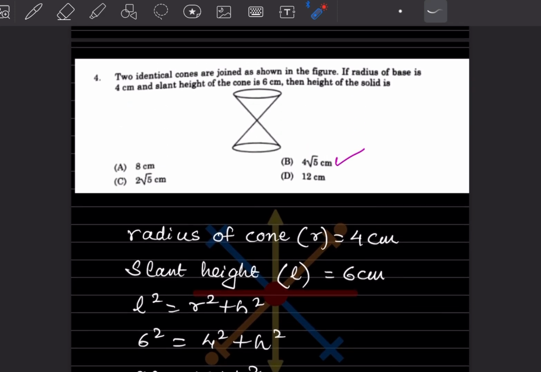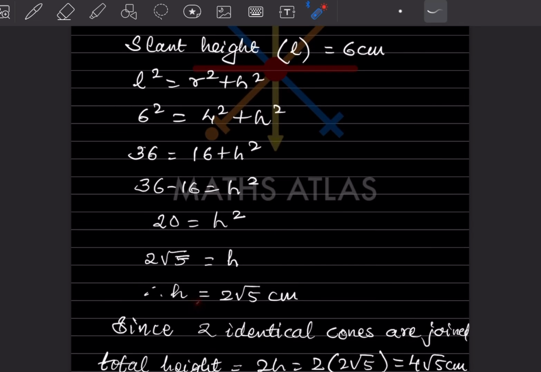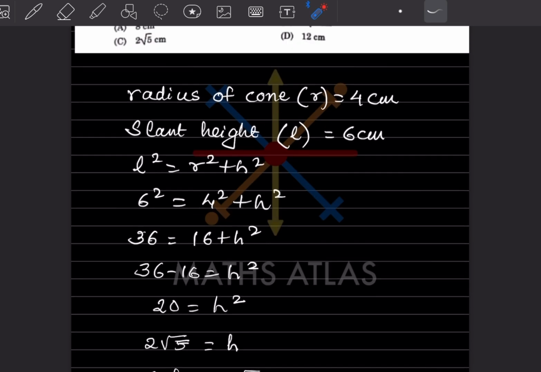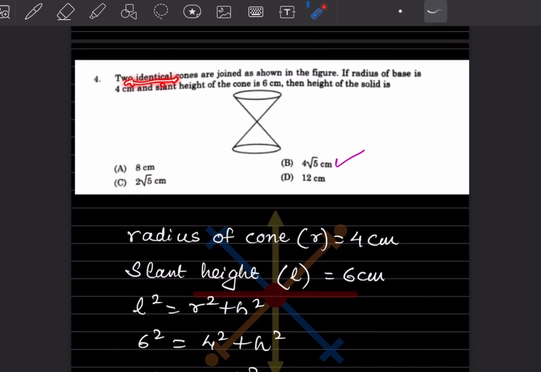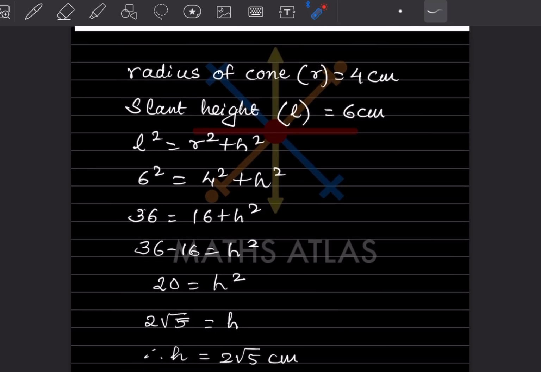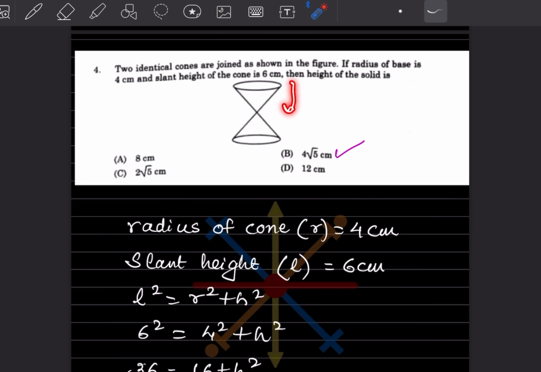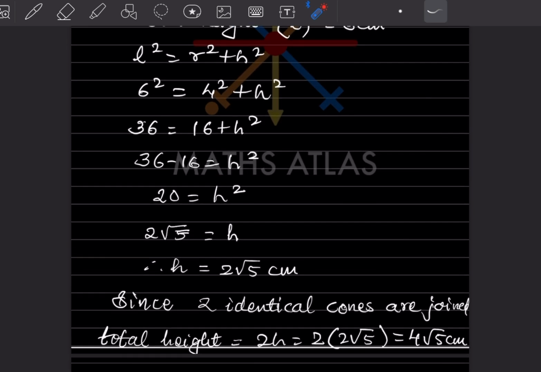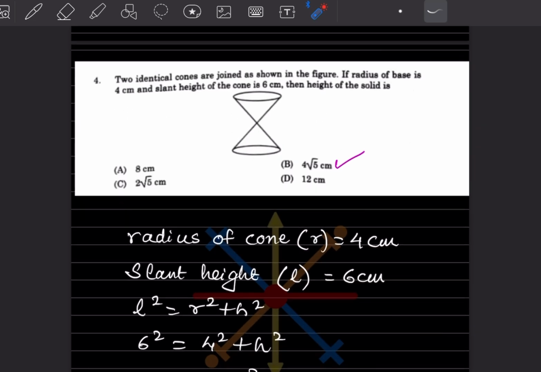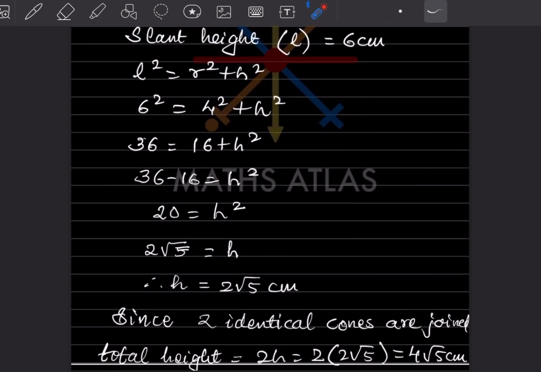And now they have asked, fine, if the radius is 4 and this, then you have to find the height. That is what they have asked. The height is 2 root 5, but how many cones do we have? We have two identical cones. So we have to multiply by 2, because the two identical cones means this as well as this one. So that will be 2h, that will be 2 into 2 root 5, that will be 4 root 5. So this is the correct option. See, they have given 2 root 5 also to confuse. Because there are two identical cones, it should be 4 root 5.